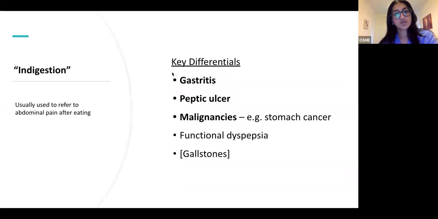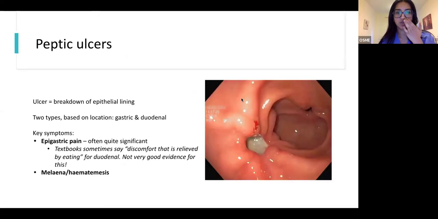Okay, so moving on to our next differential, which is peptic ulcer. So these exist kind of on a spectrum. So a peptic ulcer is essentially just a breakdown of the epithelial lining, and you can have gastric ulcers and you can also have duodenal ulcers. So the key symptom is the epigastric pain, but they do vary slightly in terms of exam question vignettes if they're trying to lead you down the route of gastric ulcers or duodenal ulcers.